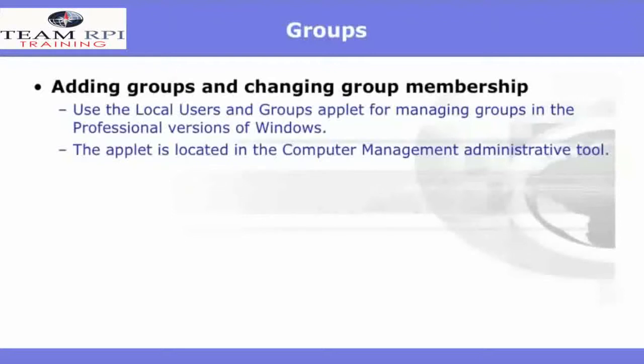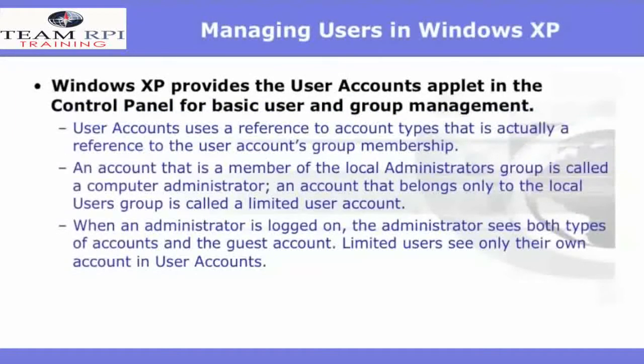To add a group or change group membership, you're going to use the Local Users and Groups applet in the MMC. Windows XP provides the User Accounts applet in the Control Panel for basic user and group management. An account that is a member of the Local Administrators group is called a Computer Administrator. An account that belongs only to the Local Users group is called the Limited User Account. When an administrator is logged on, the administrator sees both types of accounts. Limited users see only their own account.